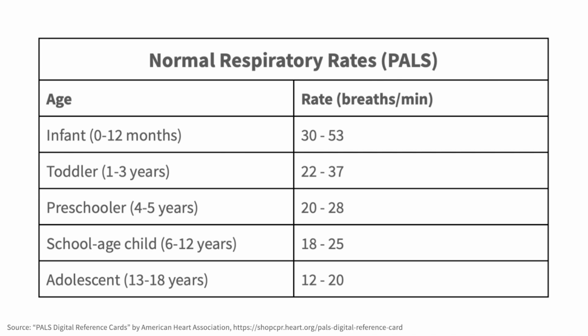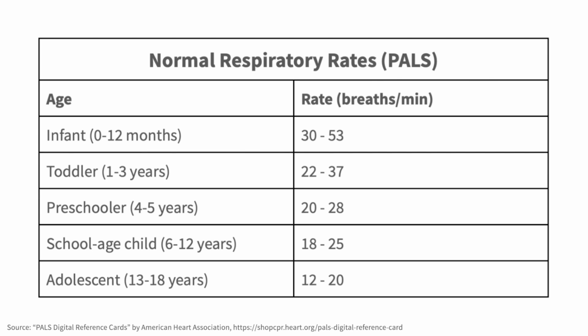Toddlers should have a respiratory rate between 22 and 37 breaths per minute. Preschoolers should have a respiratory rate between 20 and 28 breaths per minute. School-aged children should have a respiratory rate between 18 and 25 breaths per minute, and adolescents should have a respiratory rate between 12 and 20 breaths per minute.